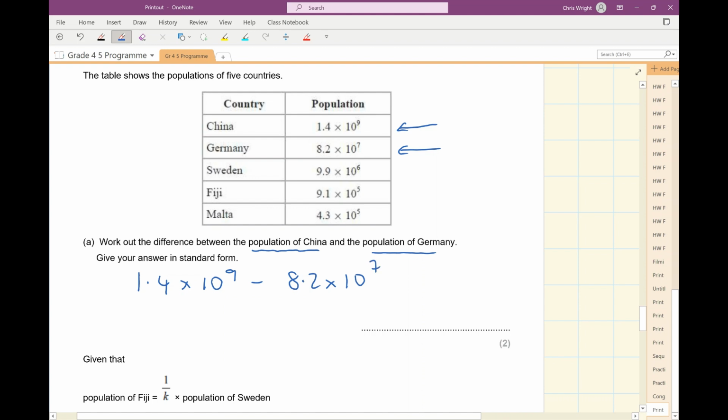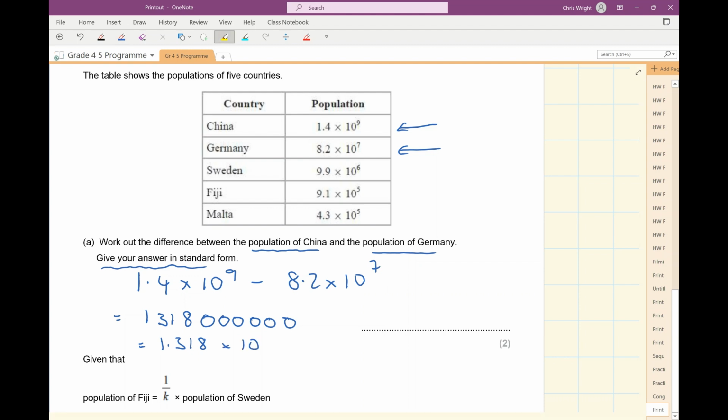1.4 times 10 to the power of 9 minus 8.2 times 10 to the power of 7 equals, and I get the answer 1318. And then how many zeros? 6 zeros. Now look at this. Give your answer in standard form. So that's going to be 1.318 times 10 to the power of what? 1, 2, 3, 4, 5, 6, 7, 8, 9. So my answer is 1.318 times 10 to the power of 9.